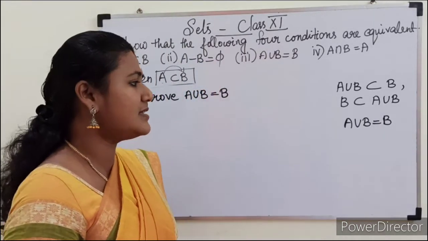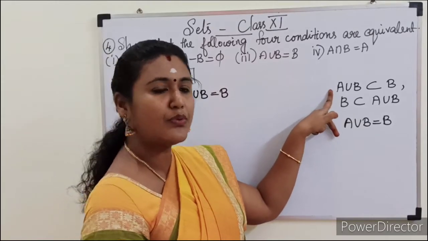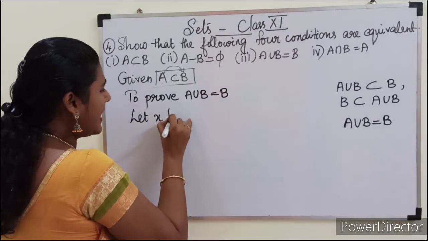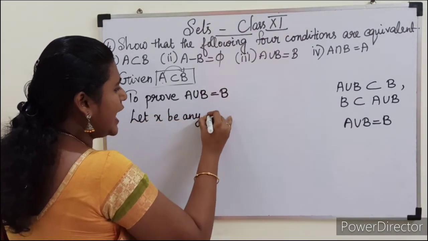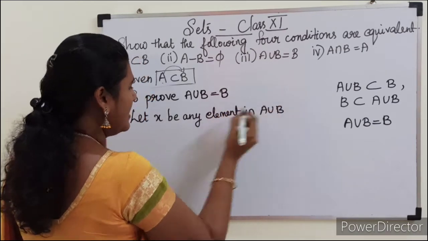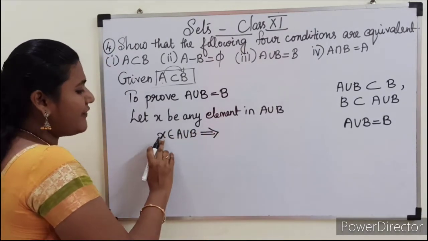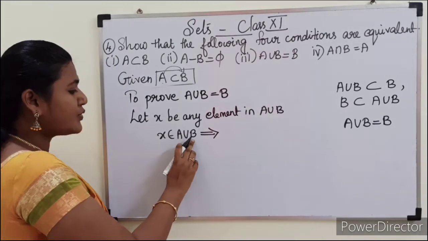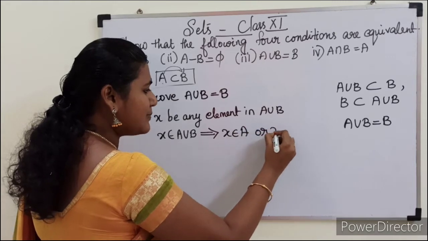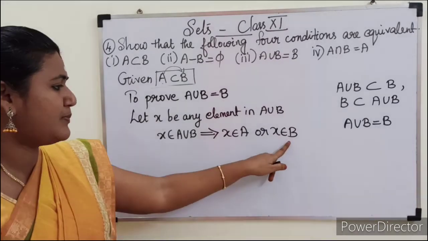So this is the method. This is how we have to show 2 sets are equal. So first we are going to prove this. Let X be any element in A union B. So we are taking an arbitrary element in A union B, that is X belongs to A union B. Now what is its meaning? If X is an element of union of 2 sets, then it means X belongs to A or X belongs to B.